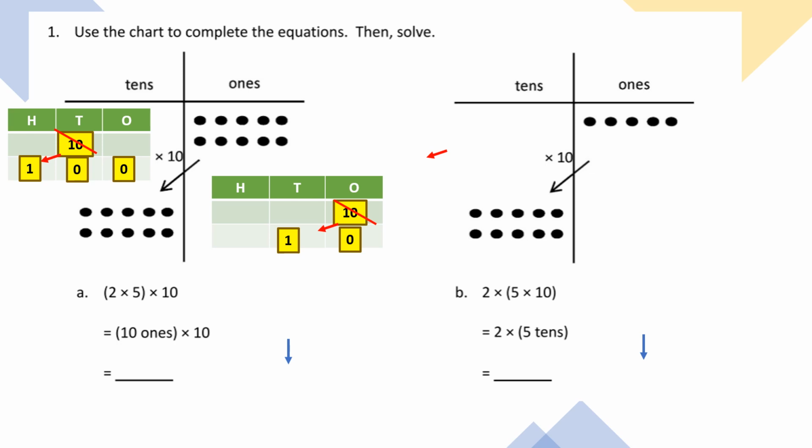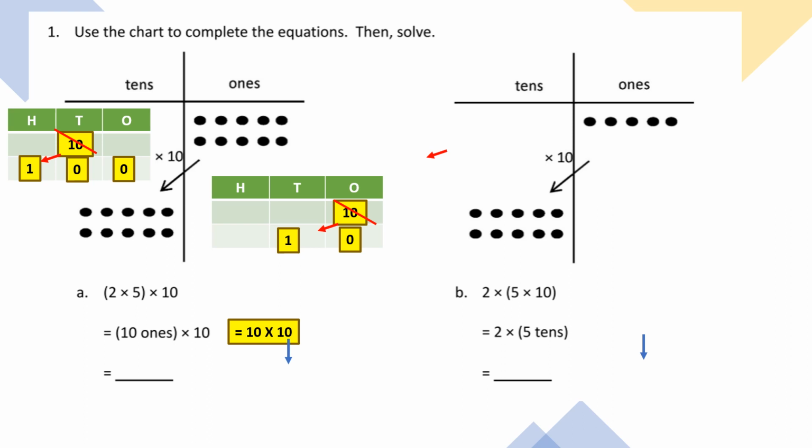A says 2 times 5 times 10. They have the 2 times 5 in the parentheses. As we know, anything inside of the parentheses, you work that part of the problem first. And what's 2 times 5? That's right, it's 10. So if you said 10, you're correct, which means that problem is actually 10 times 10. They also expressed it as 10 ones times 10, which is the same thing as saying 10 times 10.